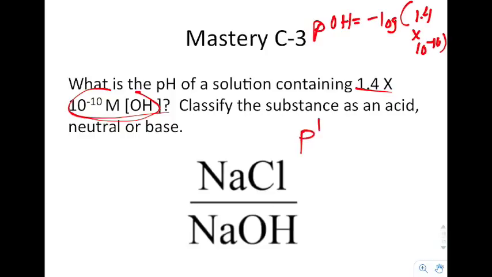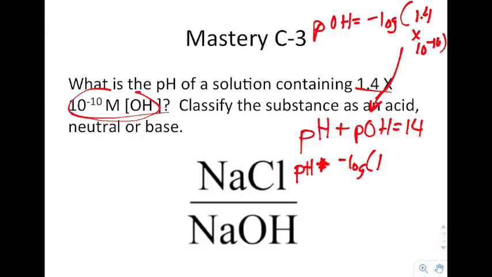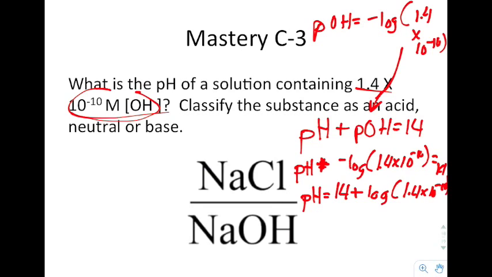You can go from here and plug that value in. pH plus pOH is equal to 14. When you do that, you can substitute this value directly in for the pOH number. So pH plus the negative log of 1.4 times 10 to the minus 10th has to equal 14. Whenever you solve for this, you get the pH is equal to 14 plus the log of 1.4 times 10 to the minus 10th. You can put it in your calculator, and when you do this you get a pH value of about 4.1.